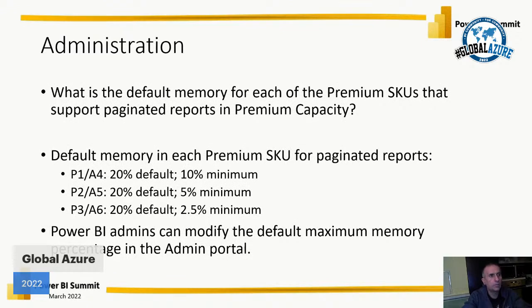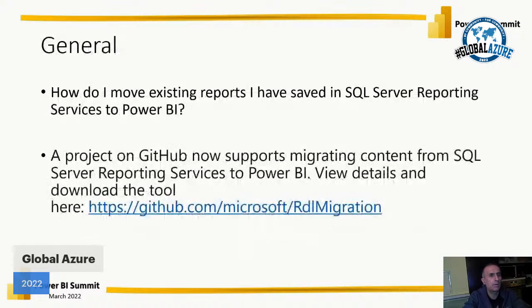You can see in the documentation the expected memory consumption for different tiers for Power BI paginated reports. Depending on the tier, minimum memory can be between 10% for lower tiers down to 2.5% for upper tiers, and usually 20% of the memory is the default memory usage for paginated reports for all tiers.